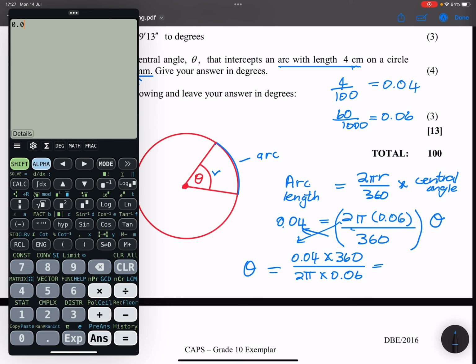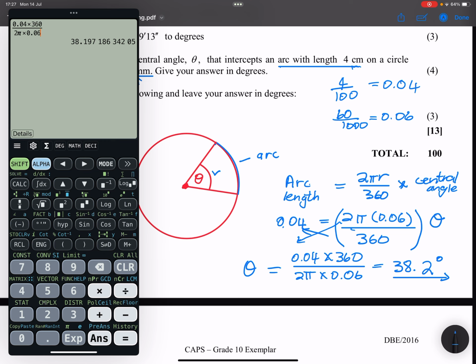So I'm going to say 0.04 times 360, divided by 2 pi times 0.06. Okay, I get an angle of 38.197. So let's say this is 38.2, which means my central angle would be 38.2 degrees.